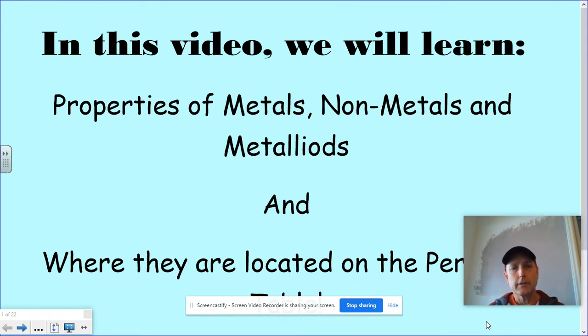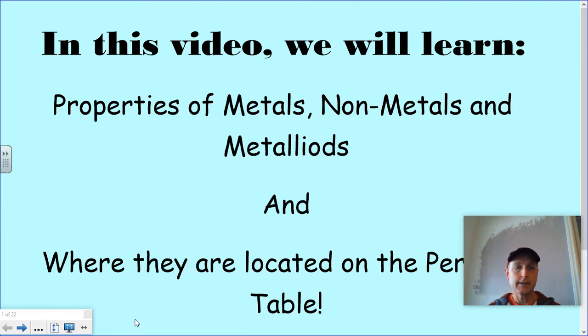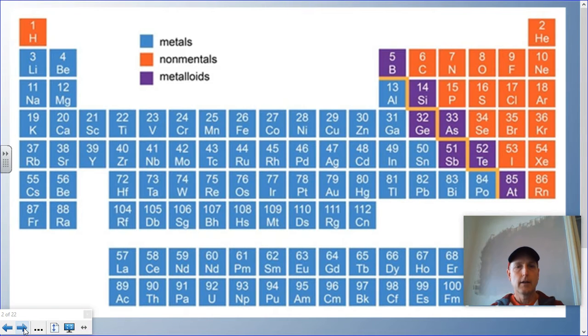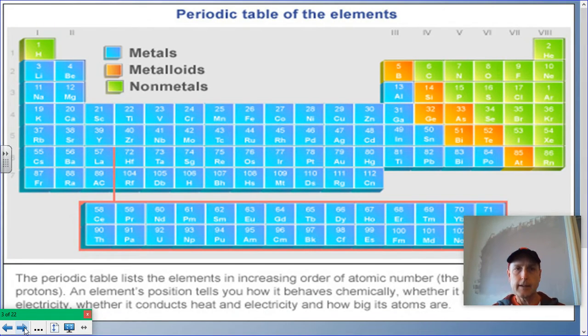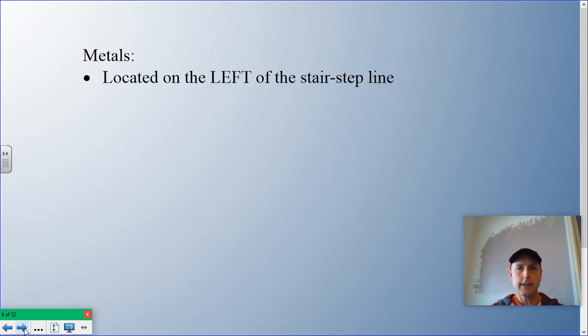In this video, we're going to learn about properties of metals, nonmetals, and metalloids, and where they're located on the periodic table. So first of all, here's a color-coded chart showing the metals over here in the light blue, the nonmetals over here on the right side in red, and the metalloids in the middle in purple. Here's another slide of the same thing with just different colors. So you have that to look at.